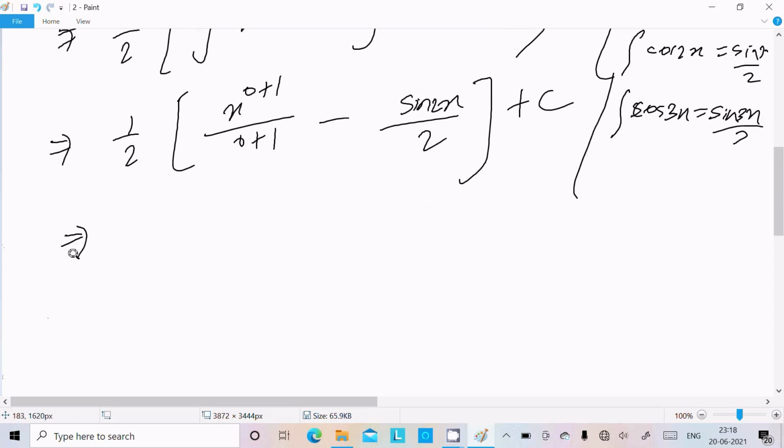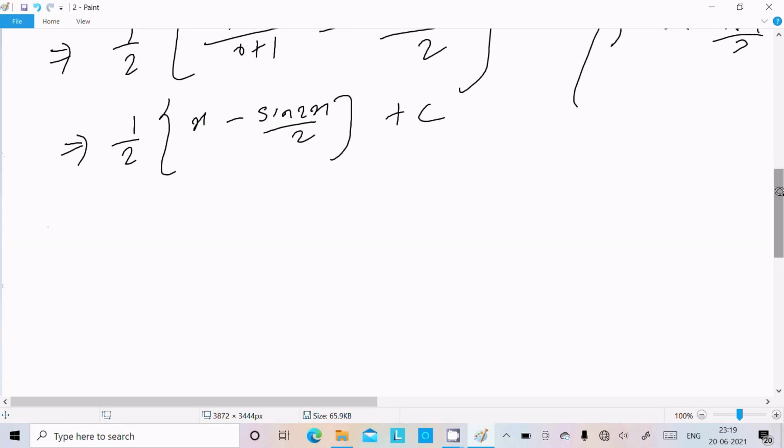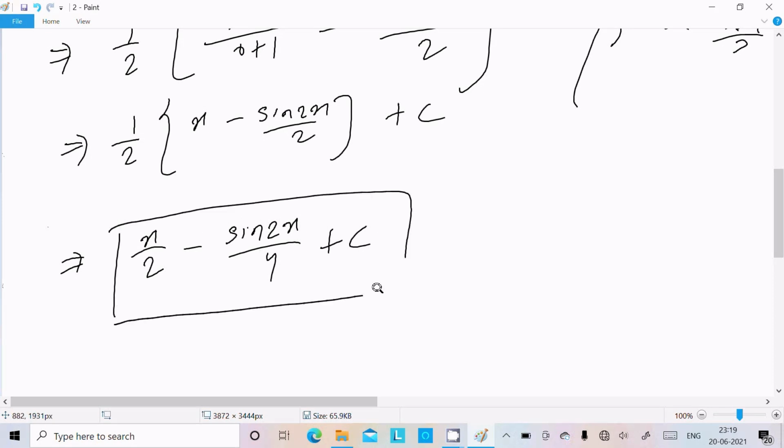Thereafter, 1 by 2, here we can write x power 0 plus 1 divided by 0 plus 1 that is x. Next is sin 2x divided by 2 and here c. So you can leave this or if you want to do the further calculation, here we can write multiplying 1 by 2 with this. So we can write x by 2 minus sin 2x divide by 4 plus c is our final answer of this question.